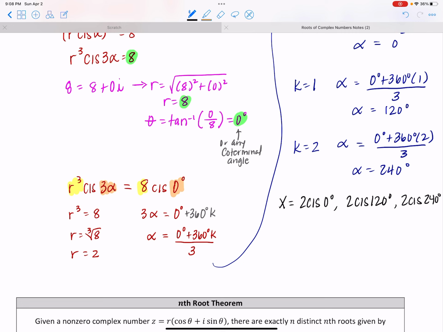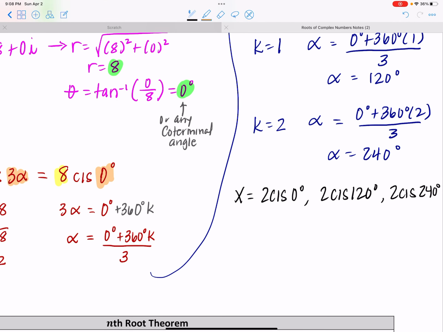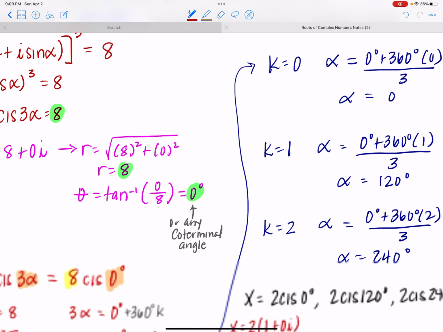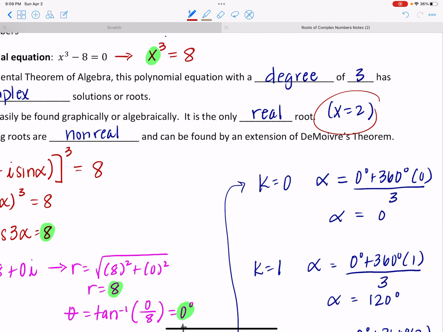Now that would be the trig or polar form of those solutions. If I wanted the rectangular form of the solutions, then I would have to evaluate each of these. So x would be equal to 2 times the cosine of 0 plus i times the sine of 0. Well, the cosine of 0 is 1 and the sine of 0 is 0, so this would be 0i, and that means x would be 2. Well, that's the one solution that we found graphically anyway, okay?